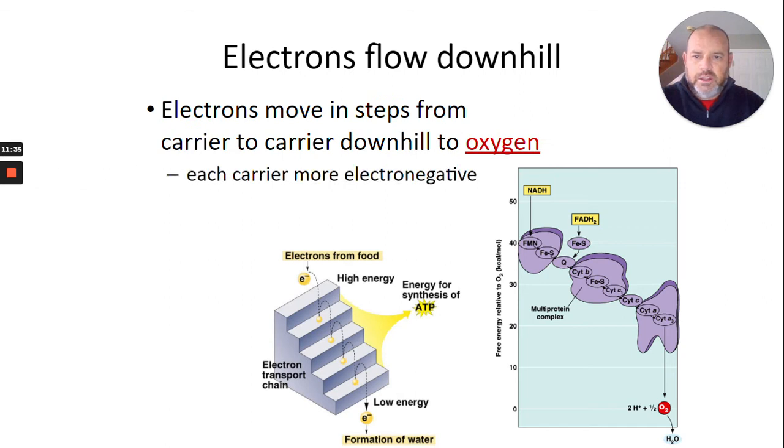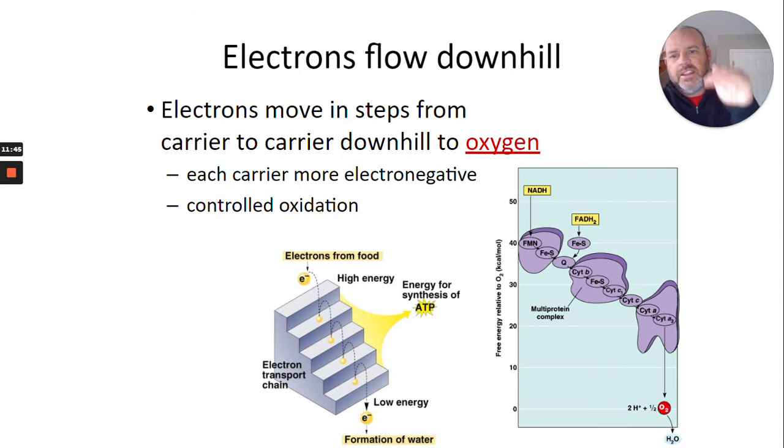So here's your electrons flowing downhill, where each carrier is a little bit more electronegative than the other. It means it wants the electron a little bit more than the other. So it's kind of like bouncing a ball down the steps, where it just kind of keeps going down. Okay, in a very stepwise controlled reaction. Don't want to have any disasters going on. Okay, so just kind of a little visual there for how those electrons are flowing down through everything.